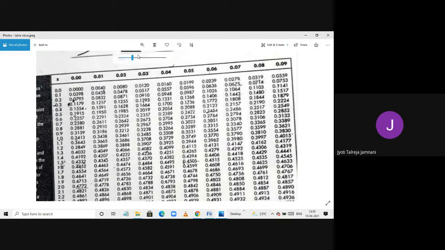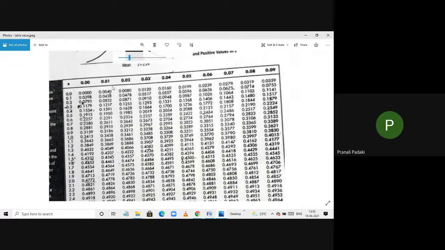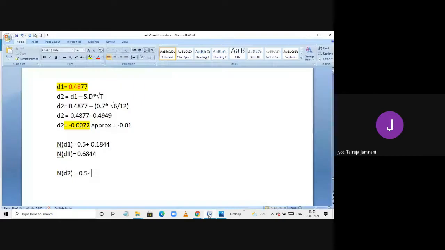So if you see here 0.0, and we have to go till 0.01, which is nothing but 0.0040. All of you can see this 0.0040. So 0.5 minus 0.0040. You will get the value of ND2. How much are you getting? ND2 is 0.496.